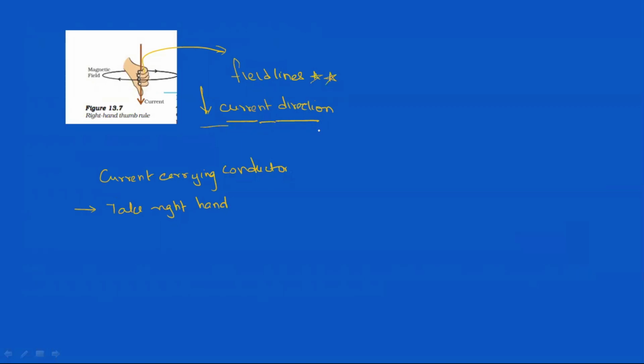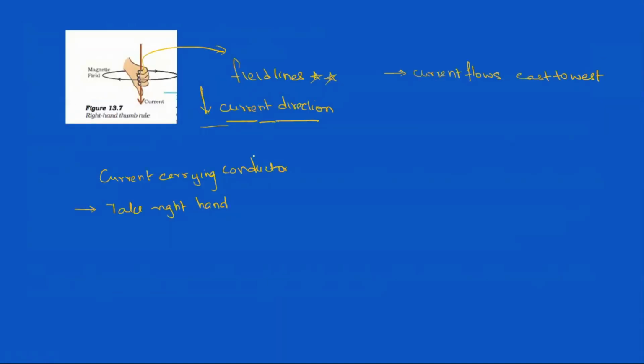Now we will discuss an example. A current through the horizontal power lines flows in the east to west direction. What is the direction of the magnetic field at a point directly below it and at a point directly above it? What is the solution? The current is in the east to west direction.